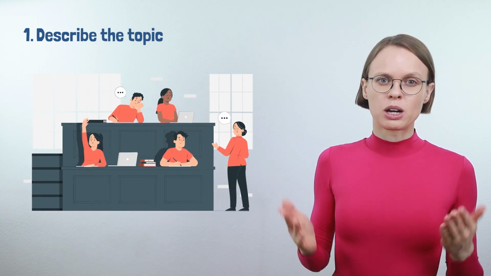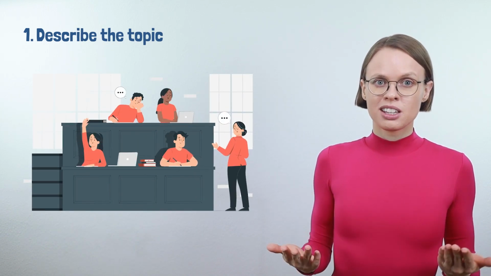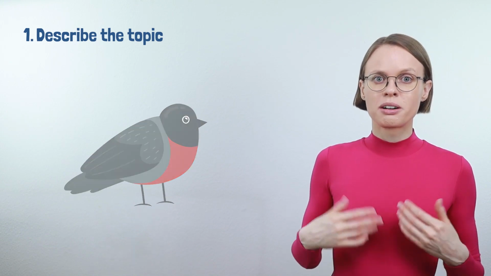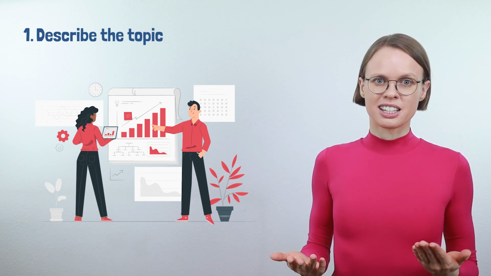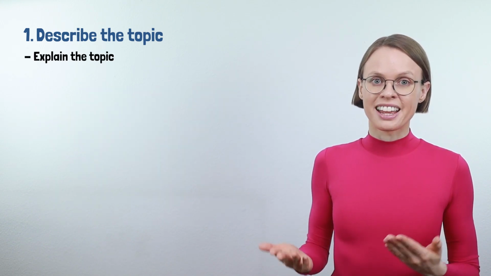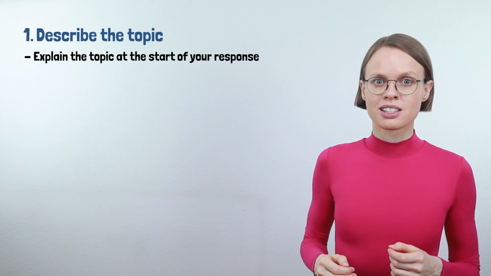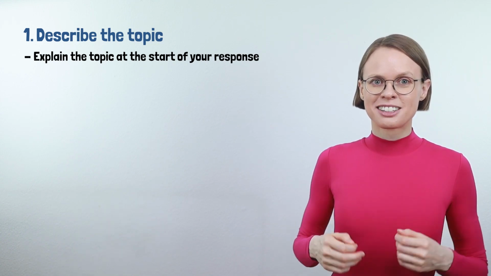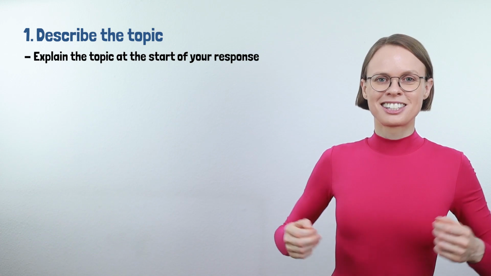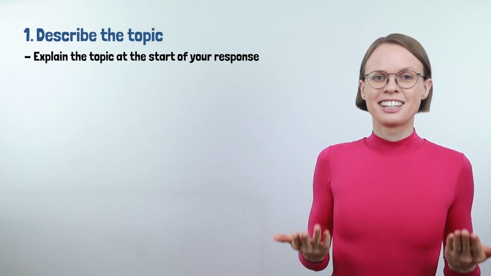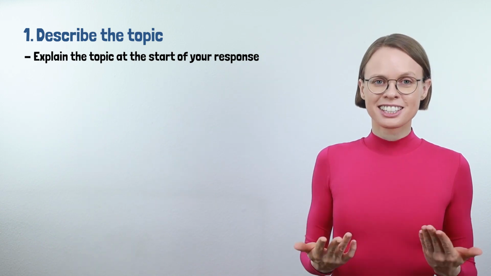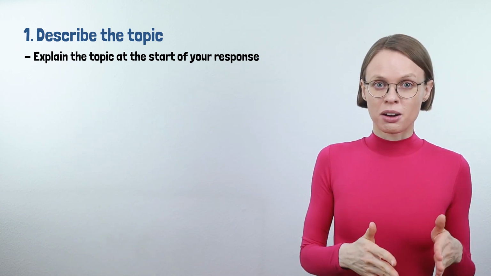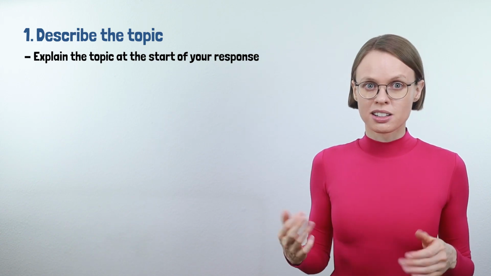First, describe the topic. The lecture is about something, right? Maybe it's about bird intelligence, or maybe it's about advertising strategies. Whatever it is, you need to explain the topic at the start of your response. Otherwise, the listener will have no idea what you're talking about. Imagine you're talking to a friend about a class in school. You need to tell what the class was about before describing examples.